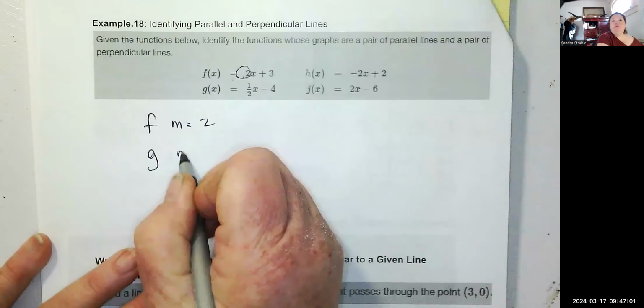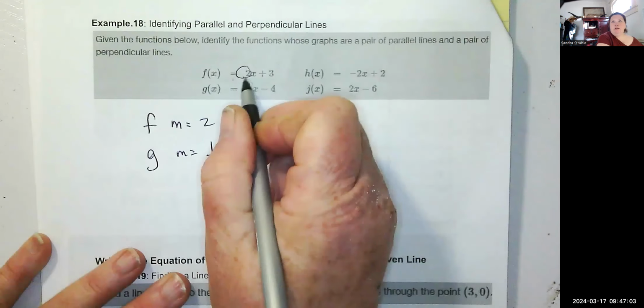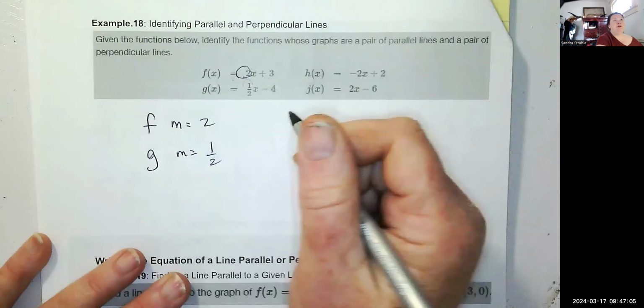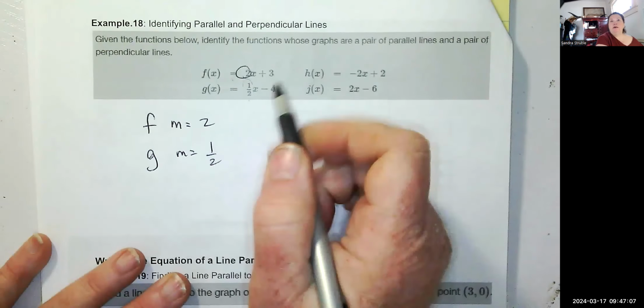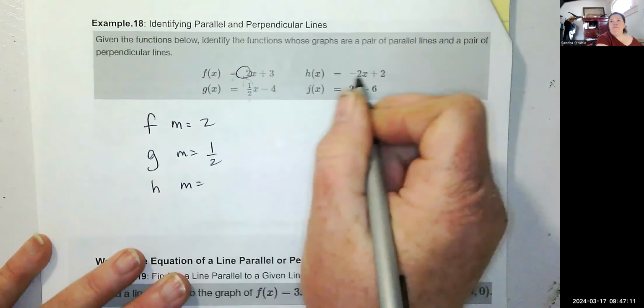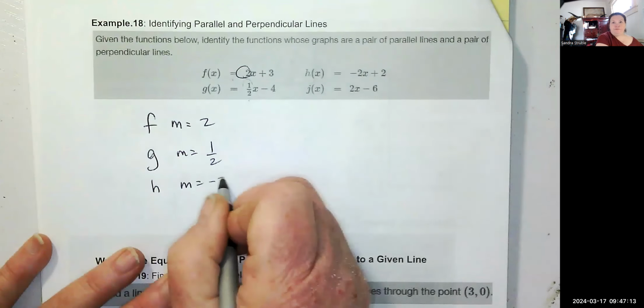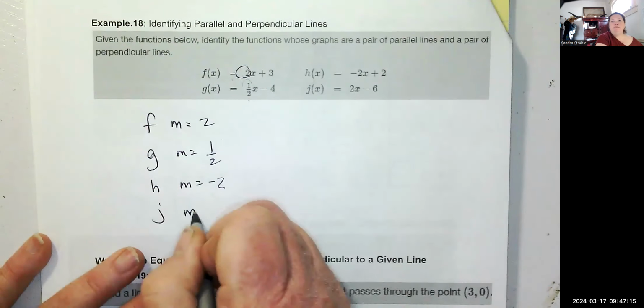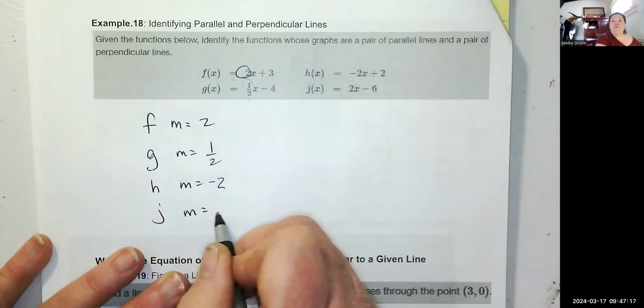G's m is equal to 1/2. Just the number in front of x, the coefficient of x. H, the m is -2. And J, m is equal to 2.